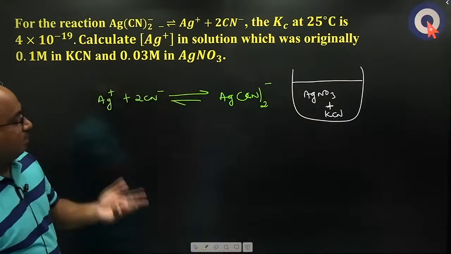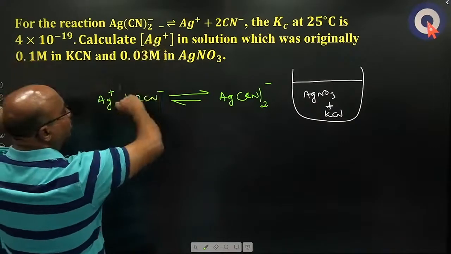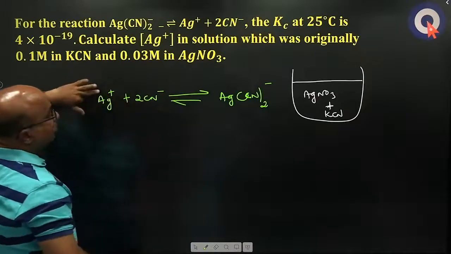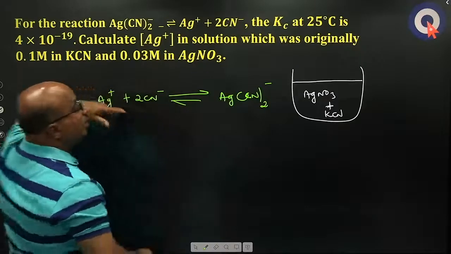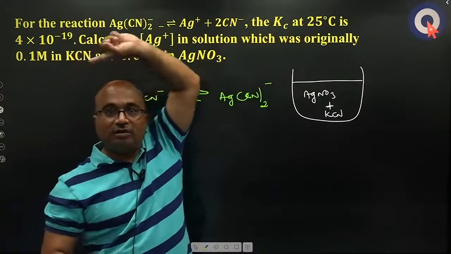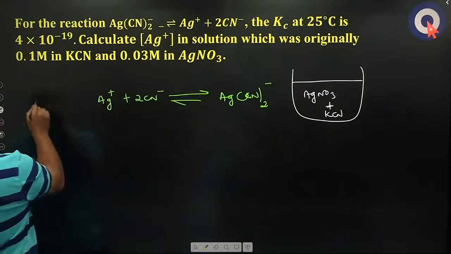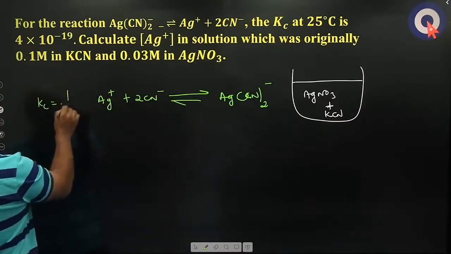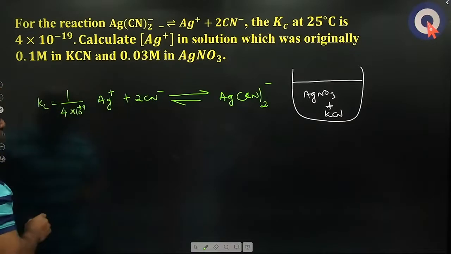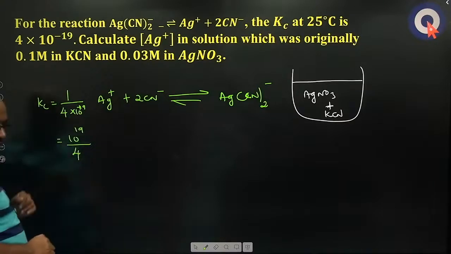Whenever there is a complex formation like this one, the K equilibrium for this direction is very high, as I said just now. How will it be high? When we write any equilibrium in the reverse order, the equilibrium constant is the reciprocal of the one given in the original direction. So the Kc for this reaction will be 4 into 10 to the power of minus 19 in the denominator, so it becomes 10 to the power of 19 by 4. So it's a very high value.